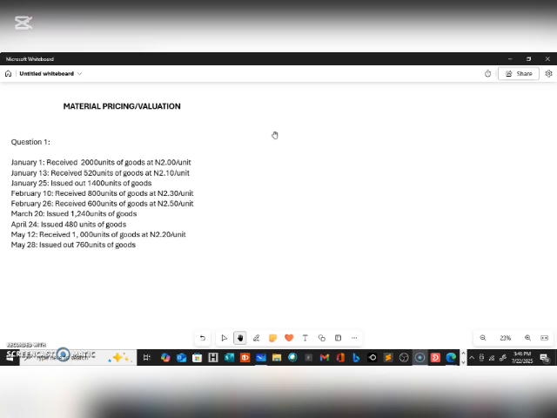So what we're simply going to do now is look at how we are going to issue out material or stock from the organization using various methods. For now, we're going to start with the LIFO method, which is the last in, first out method. So let us start and do some things on material pricing.